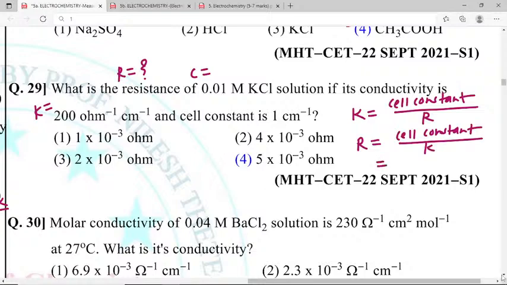So what is the value of the cell constant? 1 divided by 200. So 1 divided by 200 is 5 into 10 to power minus 3.